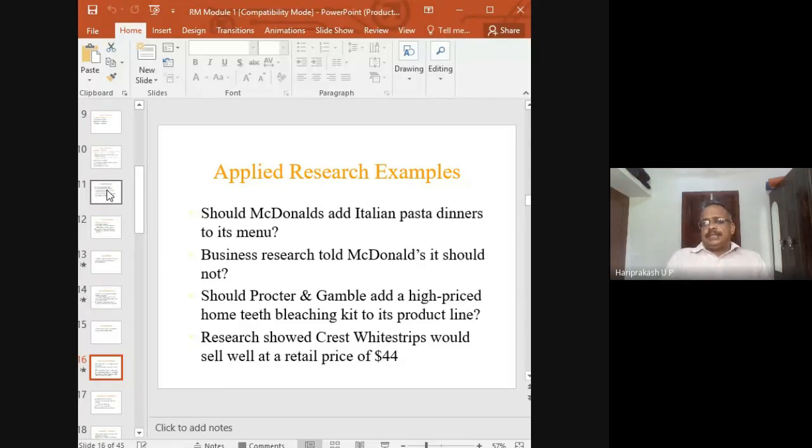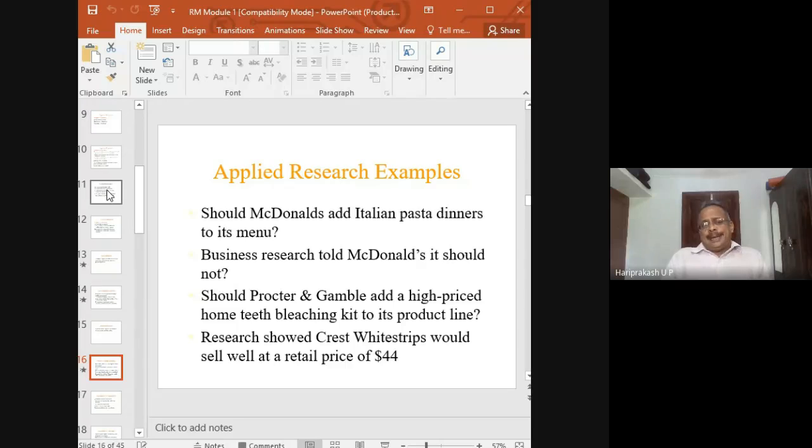So a specific example is there. Everybody knows McDonald's, right? So should McDonald's add Italian pasta dinners to its menu? The same thing I have told in a very general sense, whether a new product has to be added or not. Okay. So Italian pasta is one of the snacks. So McDonald's has to decide whether they have to add this new item to their menu or not. So if they are doing a research and find out whether there is good demand for this Italian pasta in that particular region, so it depends. It is not worldwide.